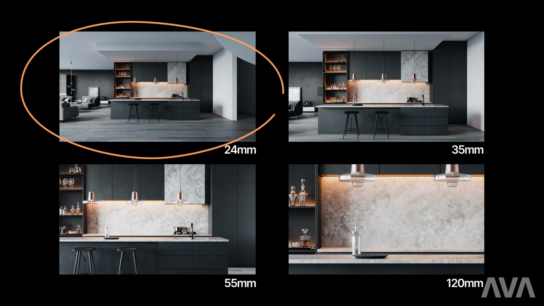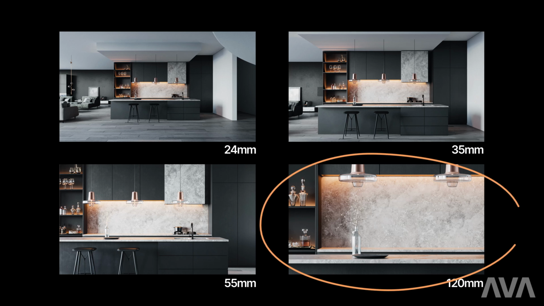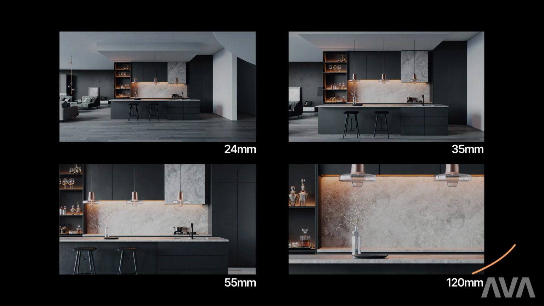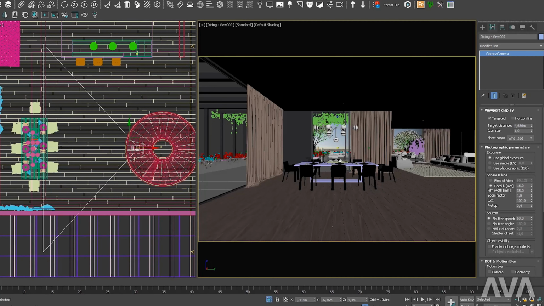When the focal length value is 24 mm, we can see the kitchen and the living room next to it, the floor in the front, and even a part of the stairs. If the focal length is 120 mm, we can see a more detailed image with only a small part of the kitchen included. Let's take a look at this example scene.